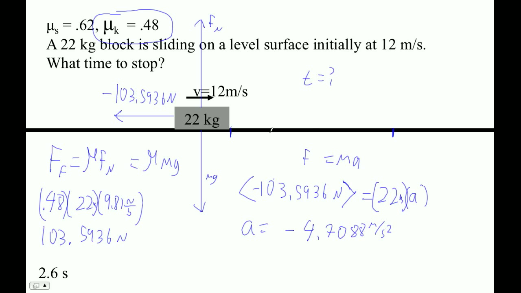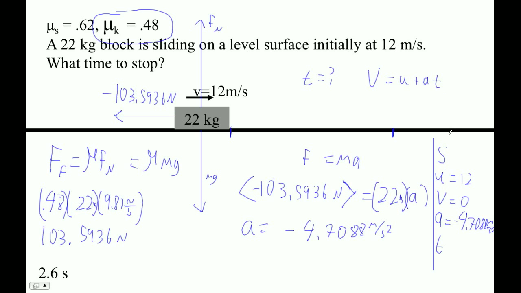Okay, and now the question is how much time does it take? That's going to be a SUVAT, isn't it? So we've got to do a little thing here. SUVAT: the initial velocity is 12, the final velocity is 0. The acceleration is negative 4.7088, and that's meters per second squared. And then I would use v equals u plus at for that.